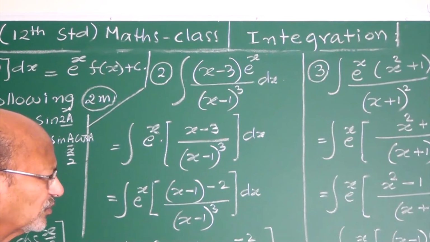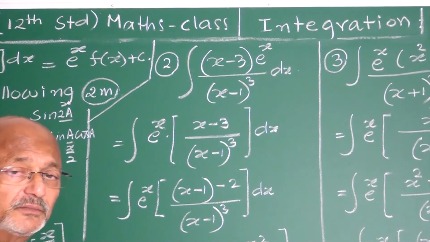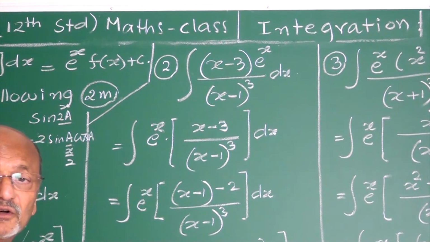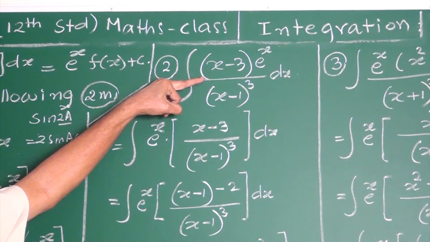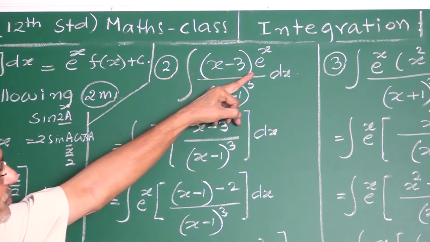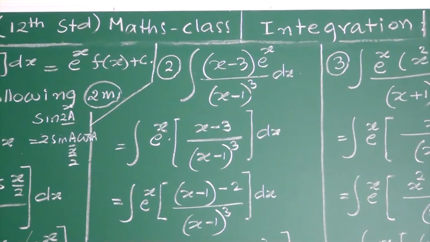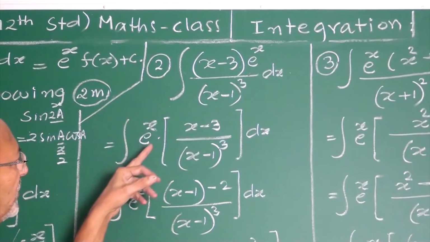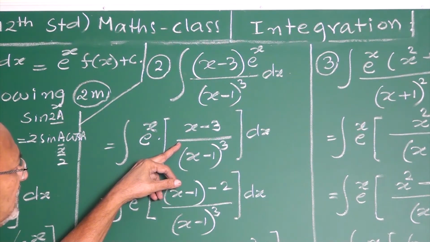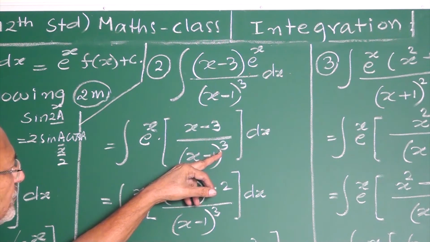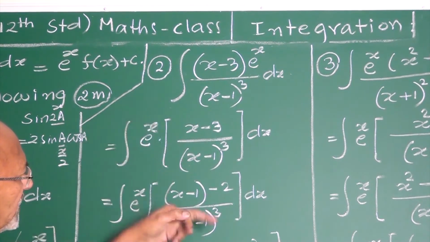These are slightly lengthy, 1 or 2 steps, my friends. Because of that reason only, the examiners sometimes may hesitate in giving a 2 mark question. Second integral: x minus 3 into e to the power x upon x minus 1 the whole cube. You wanted that outside e to the power x. Write this: e to the power x outside. What is it? It is x minus 3 upon x minus 1 the whole cube. You want a denominator x minus 1. So, it is x minus 1 minus 2.